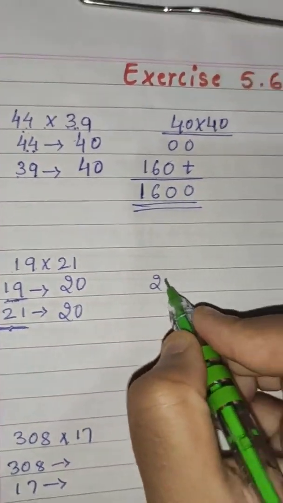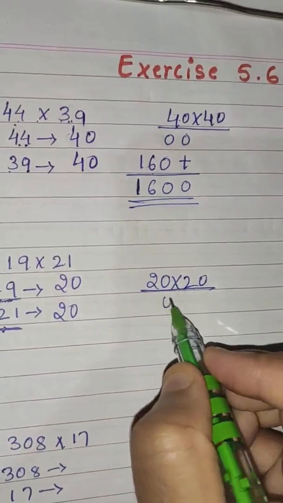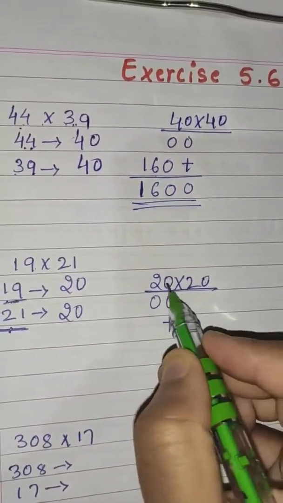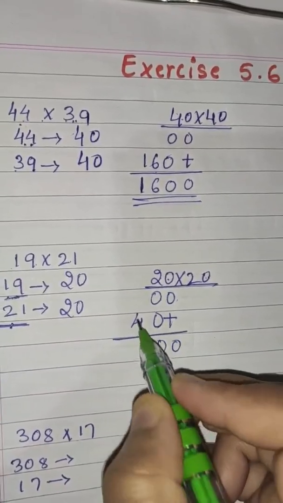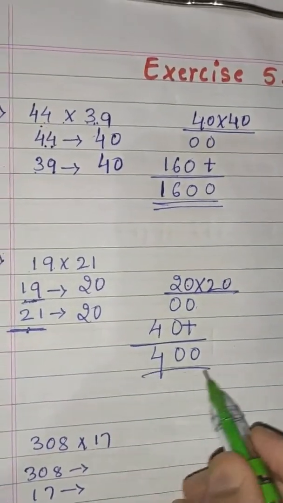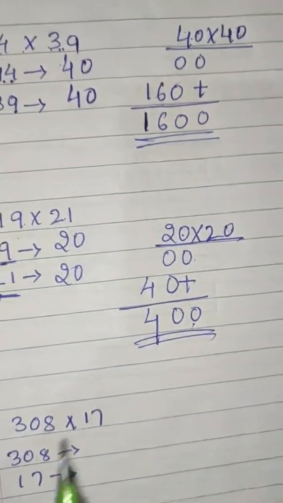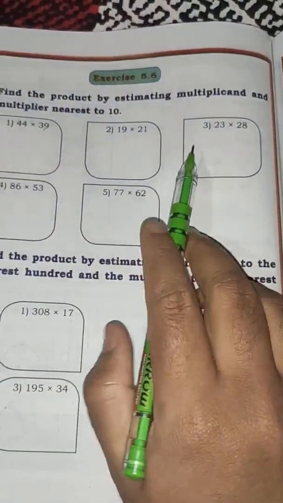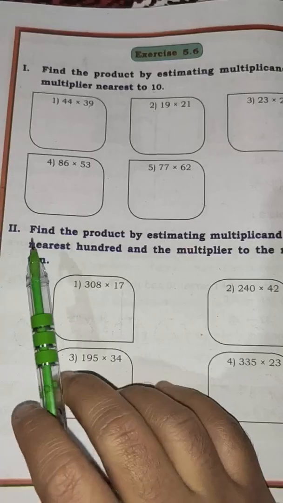Yes, so 20 into 20. Let's do it. 0, 0, 0. 2 0s are 0, plus 2 0 0, 2 2s are 4. So 0 is 0, 0 plus 0 is 0, the 4 is 4. So what is the estimated product of both the numbers? It is 400. Understood, children? So in the same way, you just try to solve it by yourself. Okay.